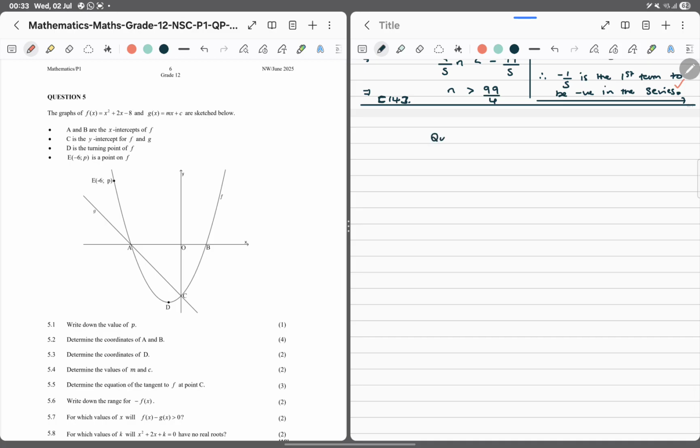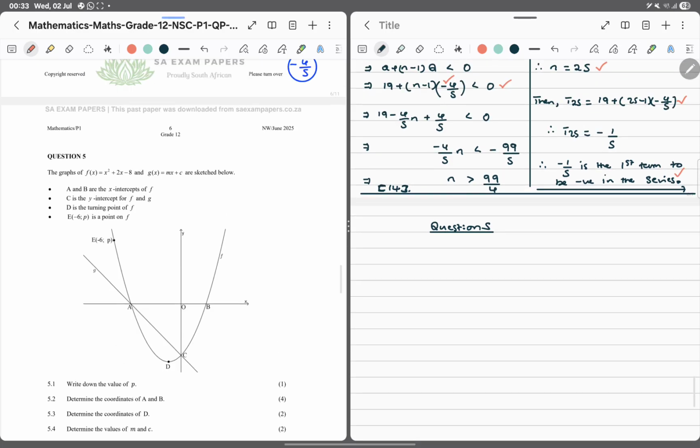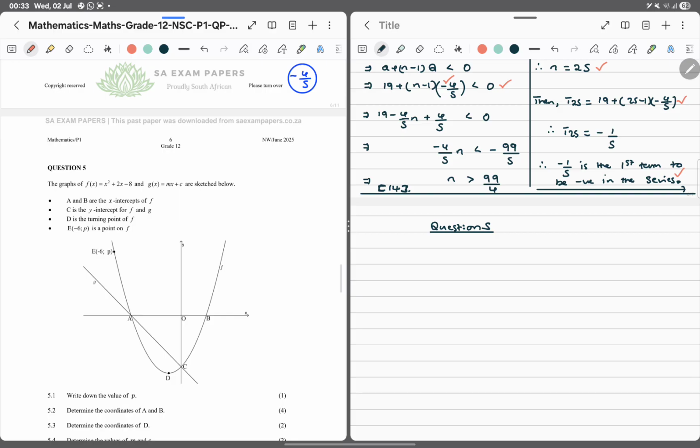Okay, let's do question 5 without wasting time. So question 5 says, f of x is given by x squared plus 2x minus 8. So we know that the coordinates of C is going to be 0 and minus 8. Just a constant there. And then if we factorize this, it's going to be x minus 4 and x plus 2. So this is going to be minus 4, and this is going to be 2 at B.